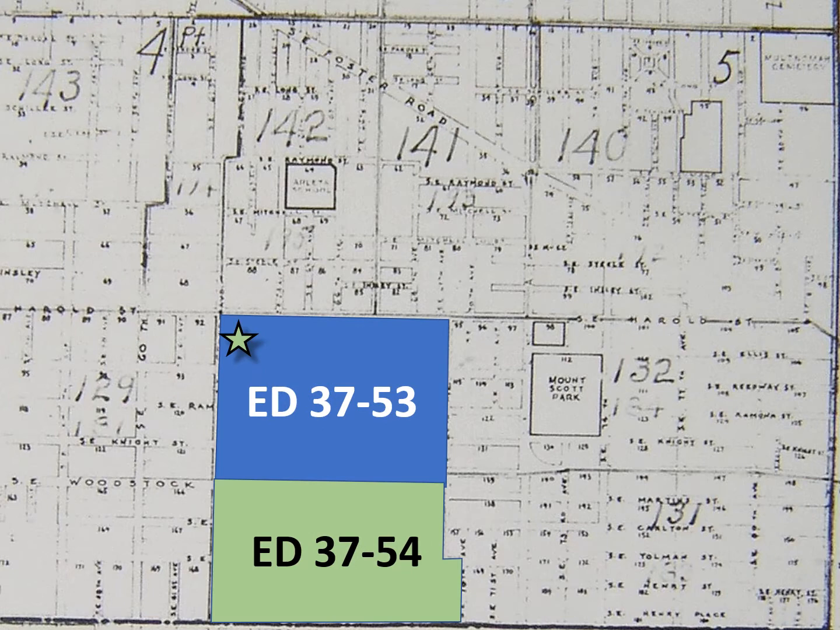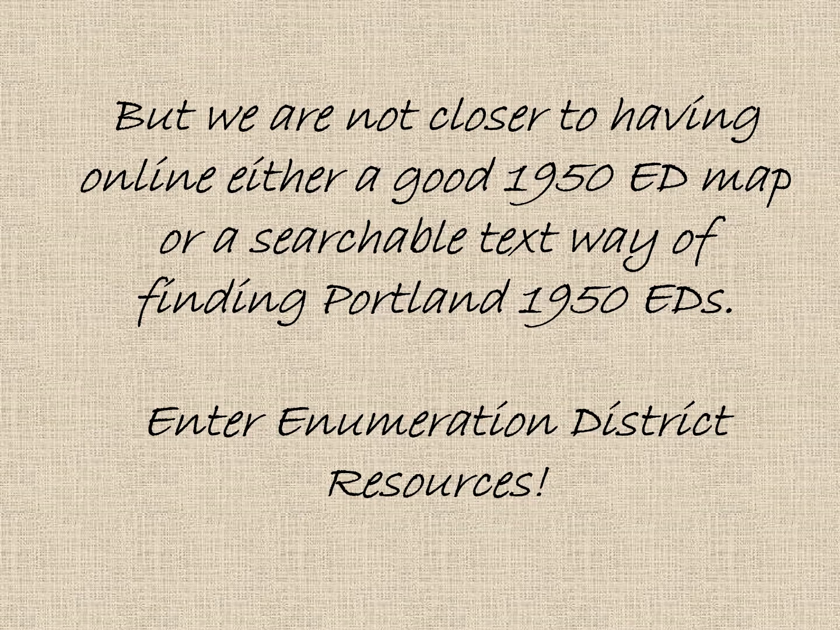No, because you see in 1950, the EDs weren't at 182. They were completely different, and even 37-54 has a little bit more than what the 1940 did. You cannot use the 1940 ED numbers in 1950. But we're not close yet to having online either a good 1950 ED map or a searchable text way of finding Portland 1950 EDs. So now I'm going to have to tell you about enumeration district resources.